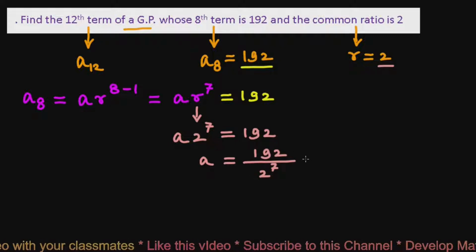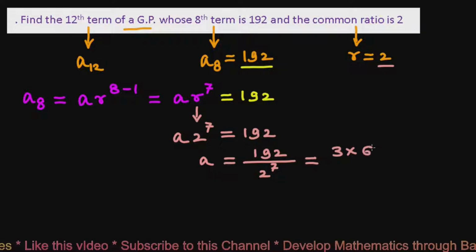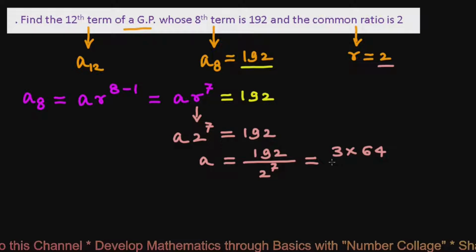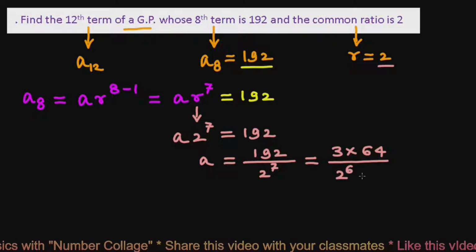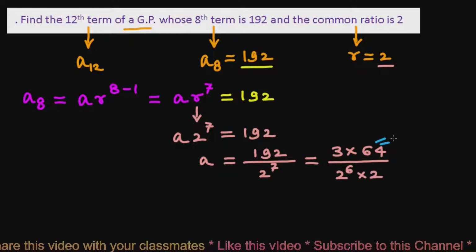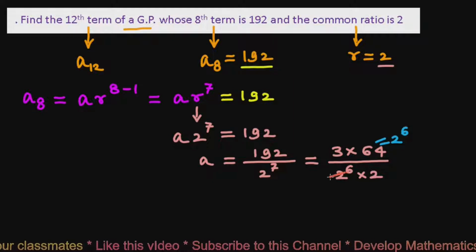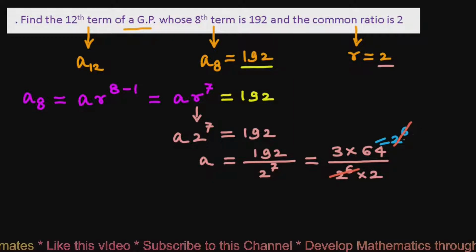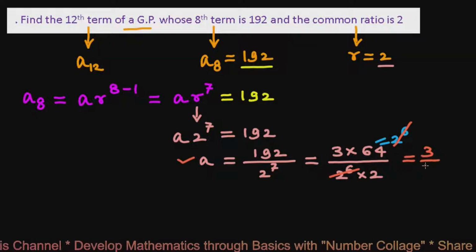We divide this 192 by 3, that gives 3 6s are 18, 3 4s are 12. We write this 2 power 7 as 2 power 6 multiplied by 2. Now this 64 is nothing but 2 power 6. Therefore, this 2 power 6 cancels with this 2 power 6, giving us A equals 3 upon 2.